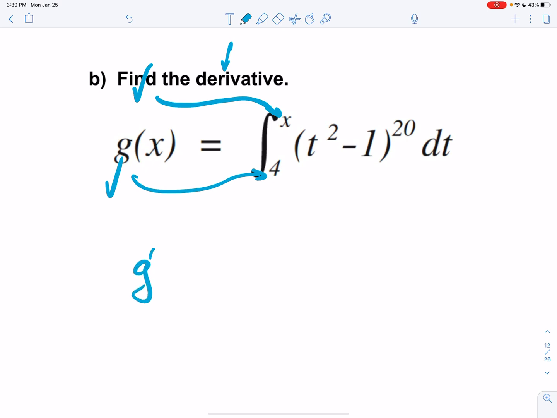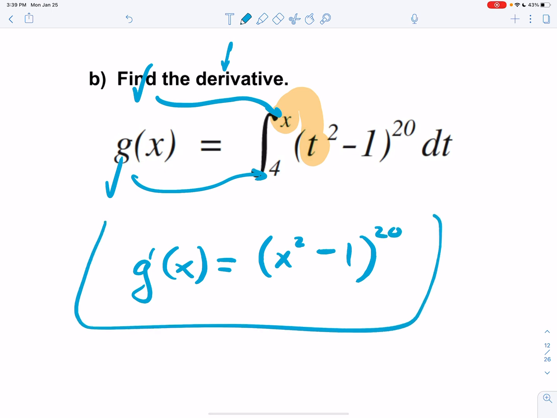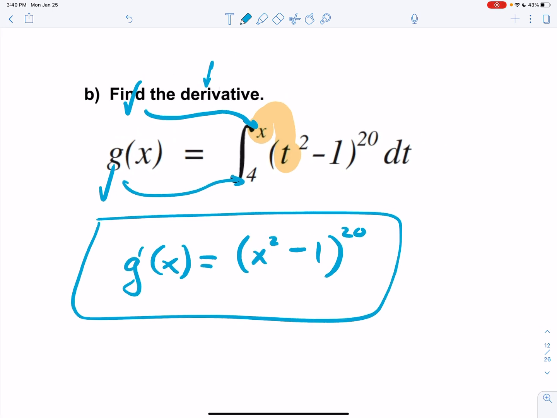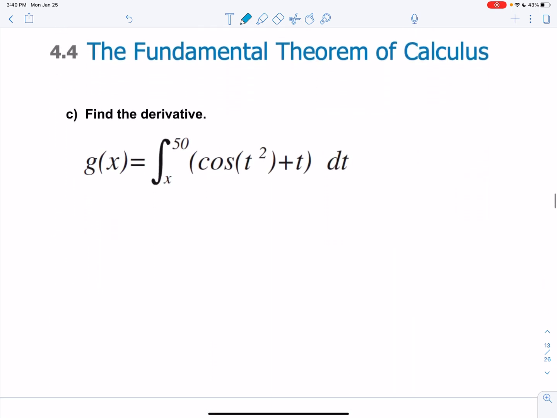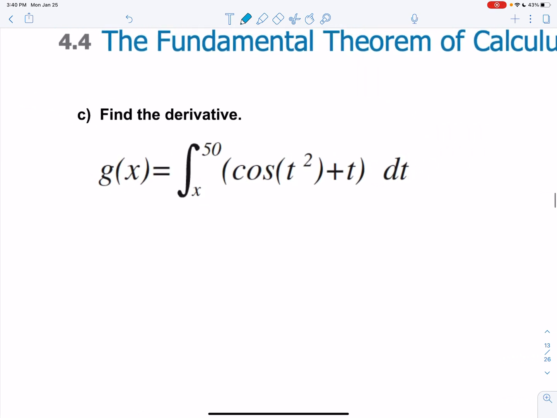So all we have to do, g prime of x, is we just need to take that guy and plug it into wherever we have a variable, okay? So that's going to be x squared minus 1 to the 20th power, and that's it. And again, it's that easy because we integrate and then we take the derivative. That's the same thing as undoing what you just did, right? So how does this get a little bit complex? I'll show you all the different varieties, okay? Here's part C, write it down.